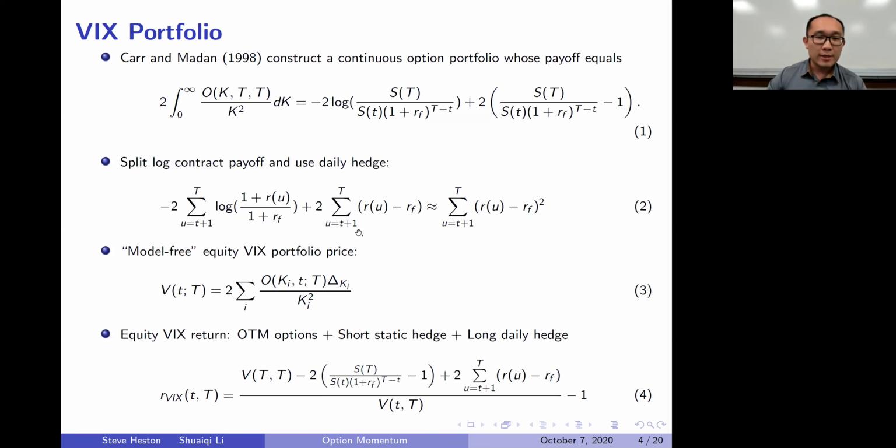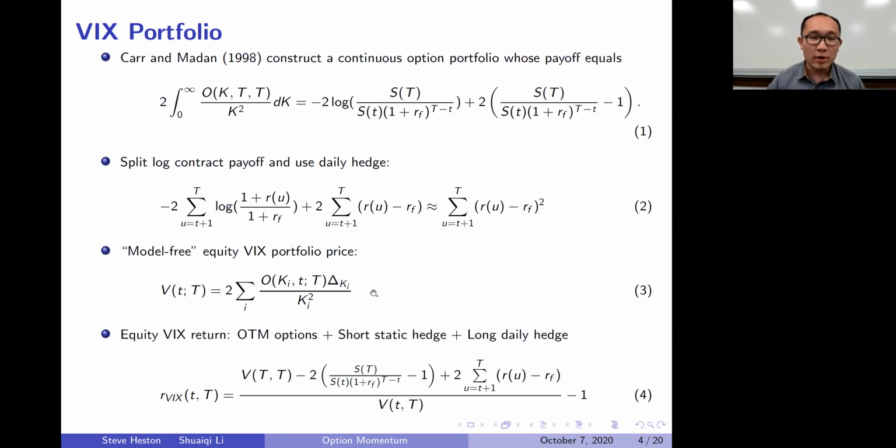Then we construct the equity VIX portfolio used in this paper. First, the VIX portfolio has a static position in a portfolio of options. The portfolio price is as in equation 3. It is a discrete version of the Carr and Madan continuous option portfolio. Here, the O is the option price, and the delta K_i is the strike interval. And in this portfolio, we only use the traded options in the real market that have a market price.